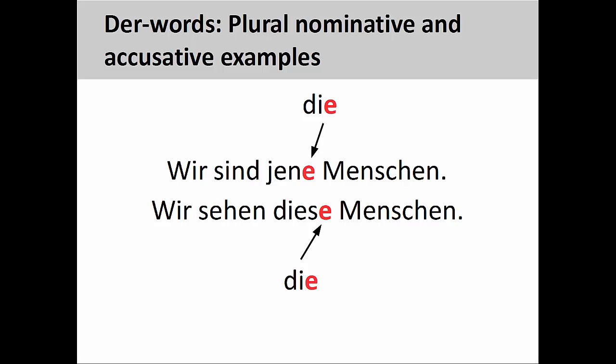Now let's take a look at the plural forms. In the first sentence, wir sind jene Menschen, we are those people, you can see that the e ending on jen resembles the plural definite article in the nominative case. And in the second sentence, wir sehen diese Menschen, we see these people, you can see that the e ending on dies resembles the plural definite article in the accusative case.